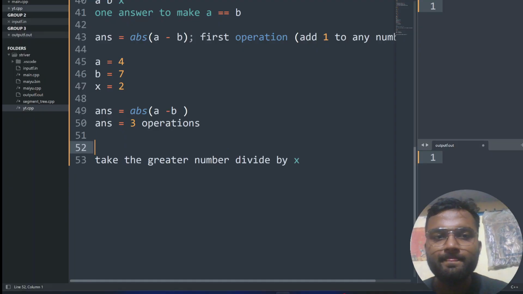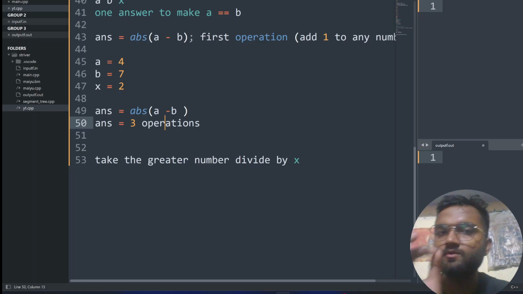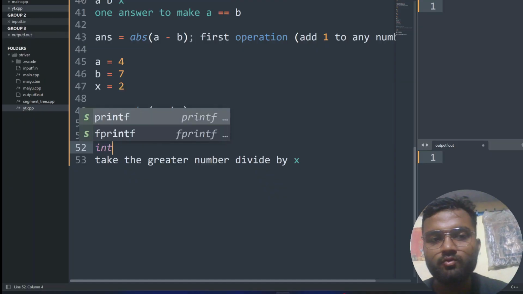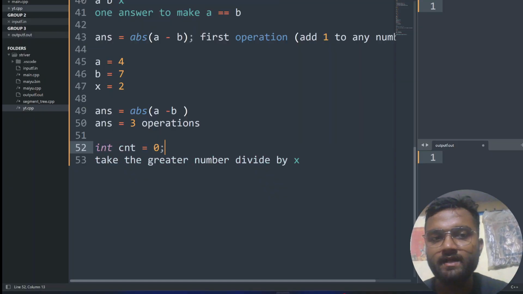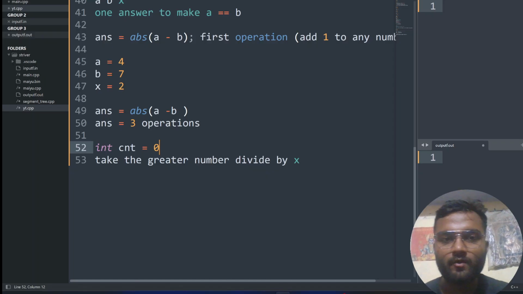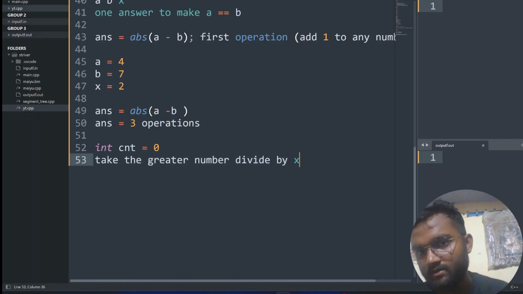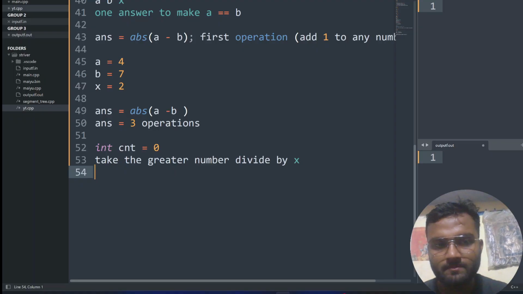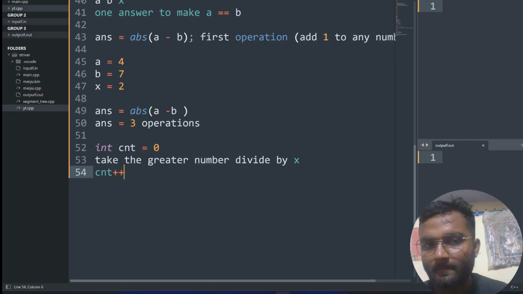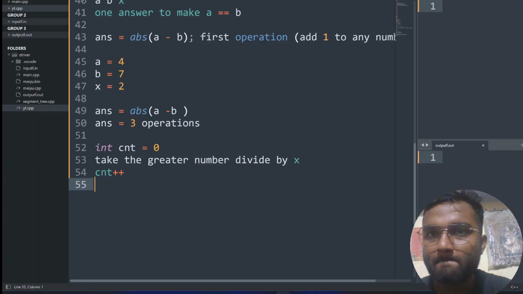Now one answer I already have is 3 operations, which is just doing the first operation only. Now we have to include the second operation. We can keep a count to count the operations. We take the greater number and divide by x, so count plus plus, one operation.